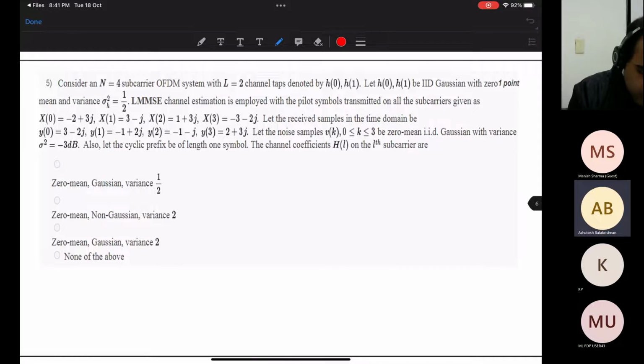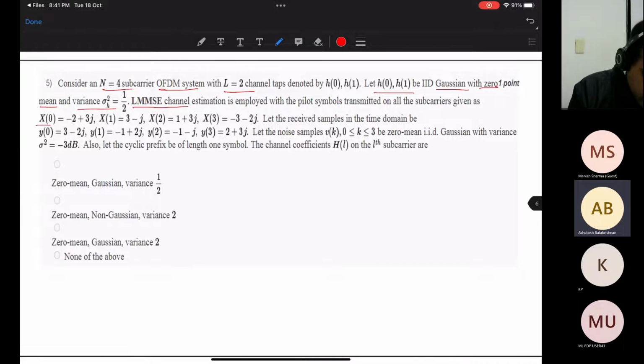So this is an OFDM question. We are given an OFDM system. N is 4 and L is 2. So two channel taps are there, H0 and H1. And it is given that H0 and H1 are IID Gaussian with zero mean, and the variance of each channel tap is given as 1 by 2. And so LMMSE channel estimation is employed.